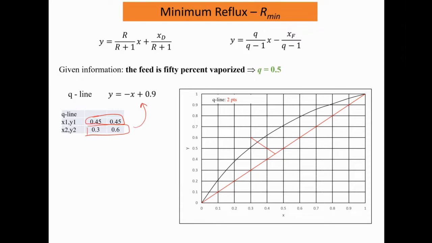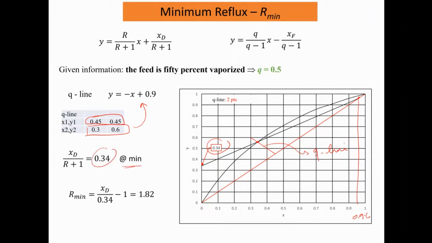And you know the XD here. This is your XD, which is going to be 0.96. You draw it in a way that it crosses both the equilibrium line and the Q line, and that intercept, which is 0.34, is the one that you use at minimum condition. From it, you can determine R minimum to be 1.82. Okay, so R minimum was 1.82.